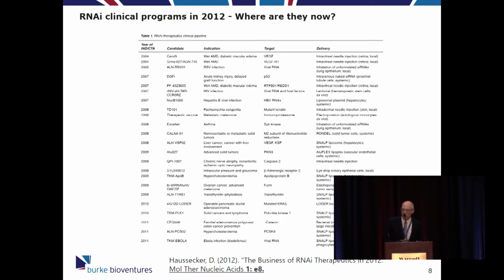This is a table focusing on the RNA interference only. So of that scheme I shared, this is just a small sliver. And this was published in 2012 in mTNA. Dirk Haussecker, who may be in attendance here, published this piece. And you can see there are about 20 things that were identified, INDs that had been filed back in 2012. Well, where are they today?